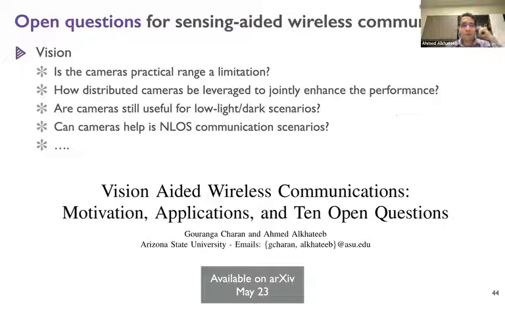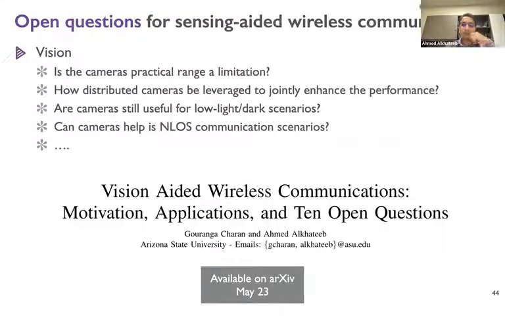a few questions probably are like, is the camera's practical range, which is typically 100 meters, a limitation for these wireless communication systems? And can we maybe extend this range by having a network of cameras or a network of sensors that are jointly collaborating to extend the range and to look at the communication environment from different viewpoints? Can it still work well in low light and dark scenarios? And is it scalable to different weather conditions?